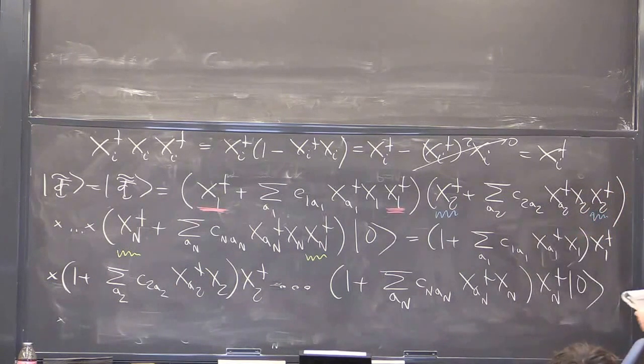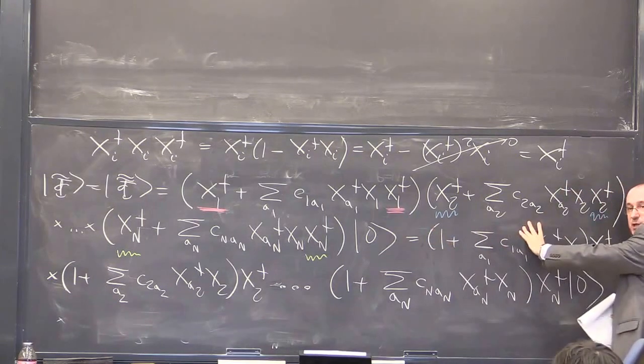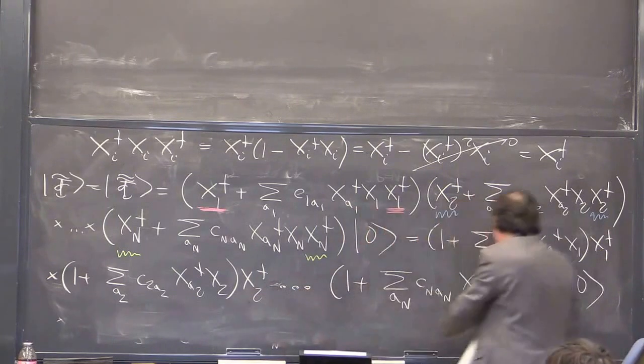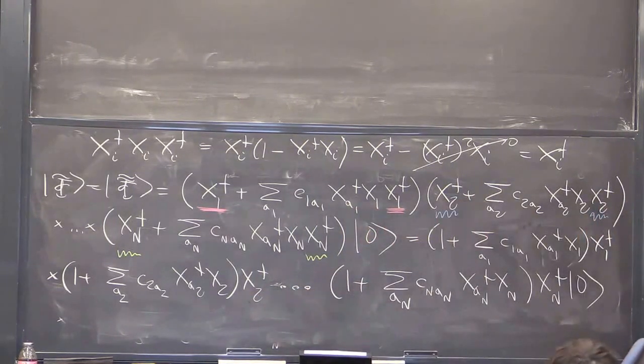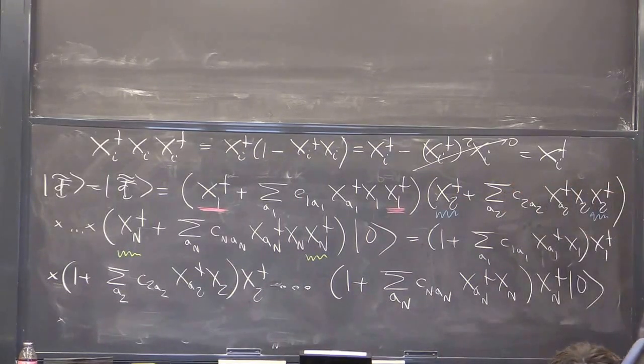Okay, so you can see that we have these bracket expressions where we have 1 plus some excitation operator, and then we have x1 dagger here, x2 dagger here, and xn dagger there. Okay? You see, I can now move these x dagger operators that I extracted in front of the true vacuum.